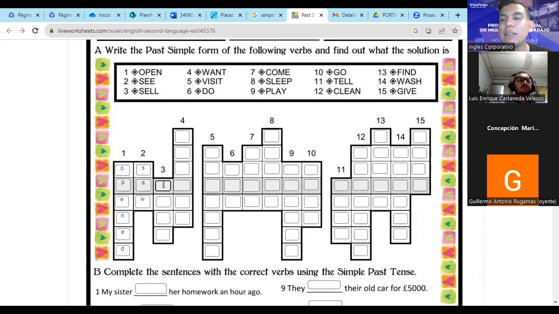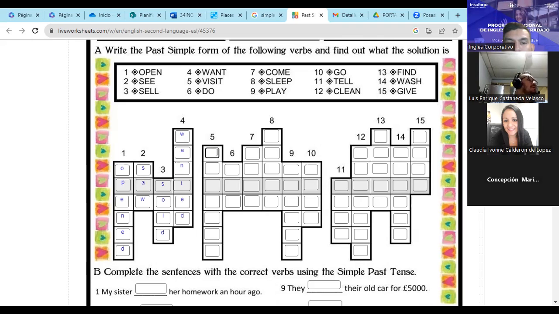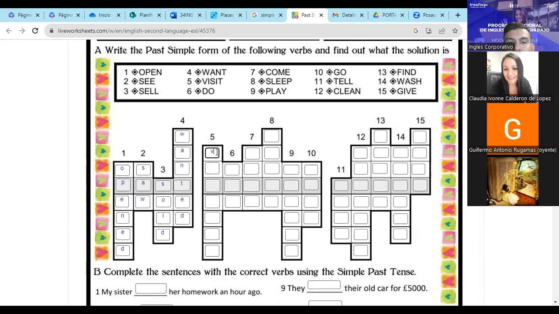Very good. Number three, sell. Irregular. And the past form is? Sold. So, number four, want. Regular, wanted. Okay, wanted. Okay, five, visit. It's regular. Visited. Six. What is the past form of do?